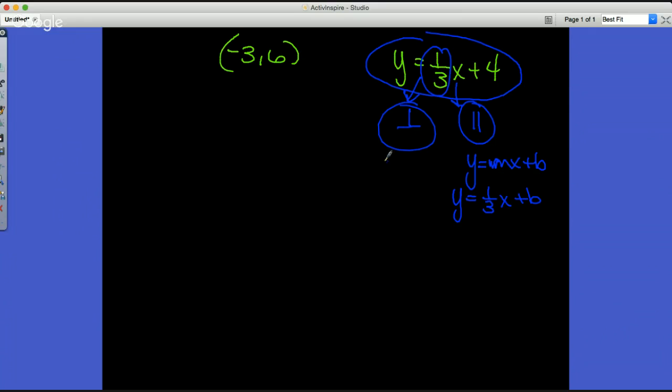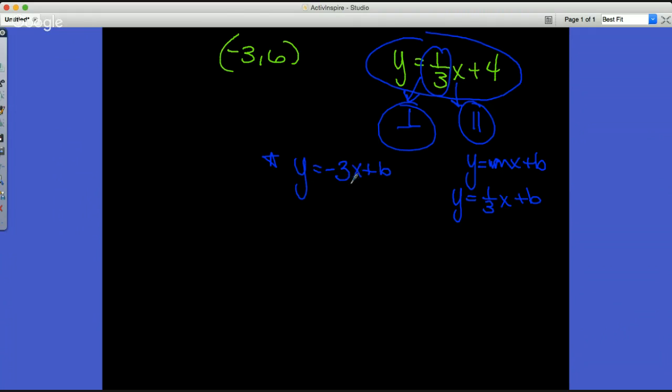Now, if it's perpendicular, what do we do? And we kind of said this earlier, for those of you who yelled it in Panera. We could take 1/3, flip it and change the sign. So that 1/3 becomes 3. Really, if we make it negative, now it becomes -3. So y equals -3x plus b. All right, so here's our equation right here. If y equals -3x plus b, that's our equation.